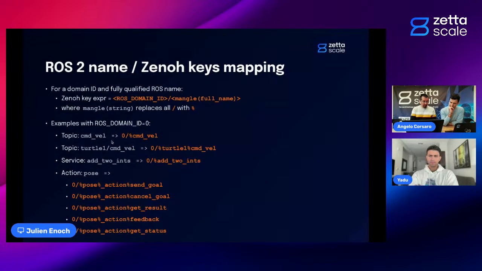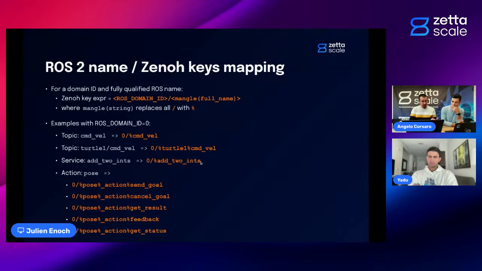If we use a namespace turtle1, for instance, turtle1/cmdvel will be mapped to 0/%turtle1%cmdvel. For services, it's the same, because Zenoh uses queryables to map services, and they use directly the same key expression as for topics. So for services, we use 0/%/add2ints, for instance, as a queryable expression, and as the expression to query the service.